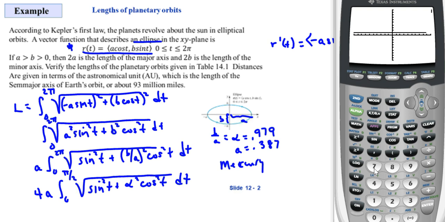Now this is the graph of this square root function, so it doesn't mean a whole lot to us. The lower limit will be the t value of 0, so enter. The upper limit will be pi over 2, so pi divided by 2, enter. So it showed me the area, so we are just finding the area under that curve. And then I need to multiply it by 4 times the a, so times 4 times, and our a was 0.387.